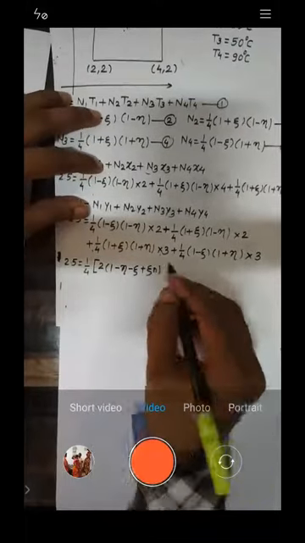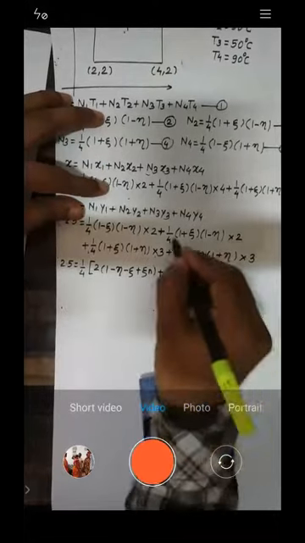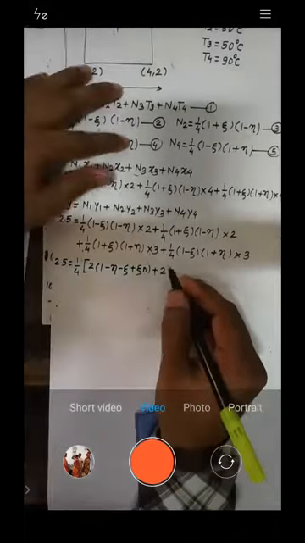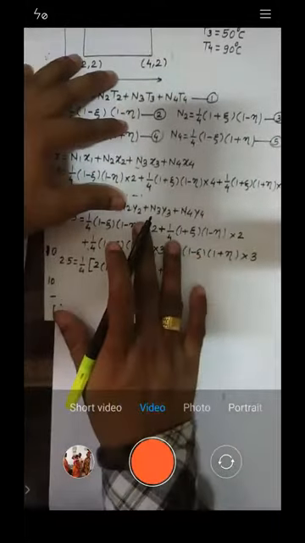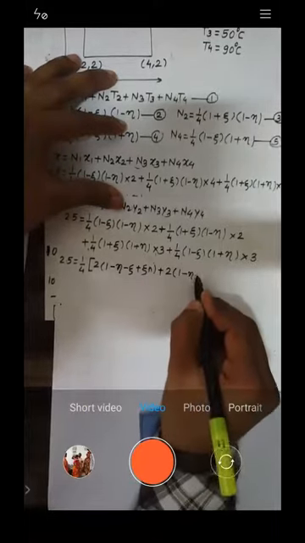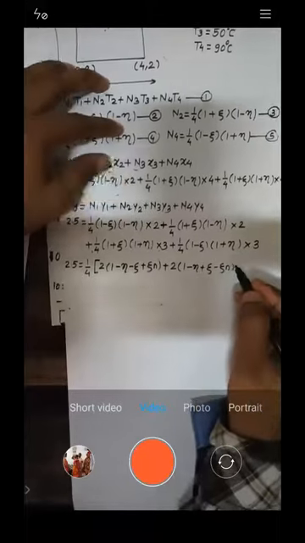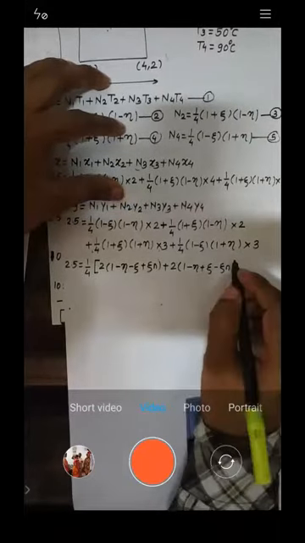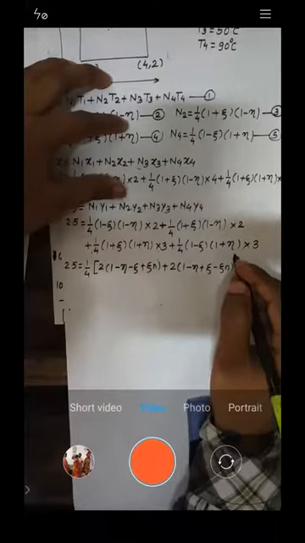Next, plus again 2, it is common. 2 I need to take it out; 1 by 4 I have already taken common. So after that I will take 2 common. This is 1 minus neta plus zeta minus zeta neta, right? Minus zeta neta, right? Is it okay or not?